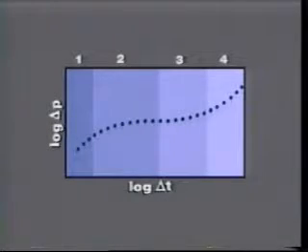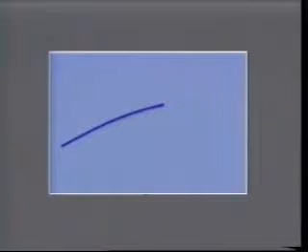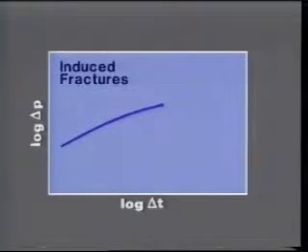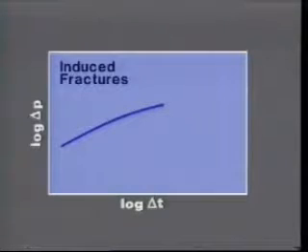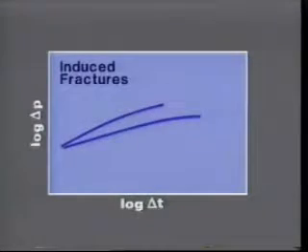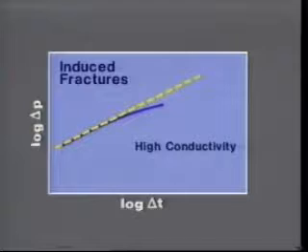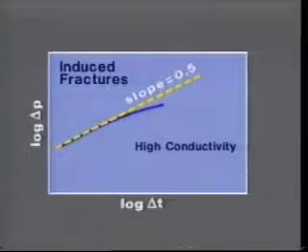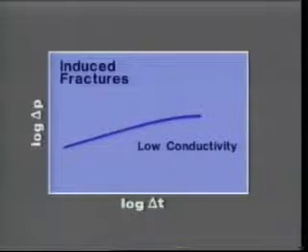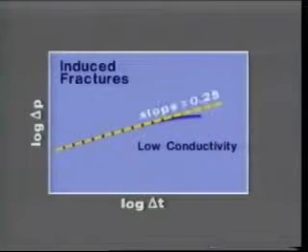Next, we look at the characteristics of induced fractures. The pressure response to induced fractures occurs during Period 2 and has two characteristic shapes, one for a high conductivity fracture, the other for a low conductivity fracture. A high conductivity fracture communicating with the wellbore yields a log-log straight line with half-unit slope, meaning that delta P is proportional to the square root of delta T. The diagnostic plot of a low conductivity induced fracture communicating with the wellbore will yield a log-log straight line with a quarter-unit slope, indicating that delta P is proportional to the fourth root of delta T.